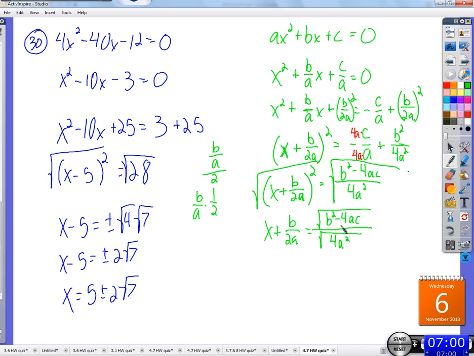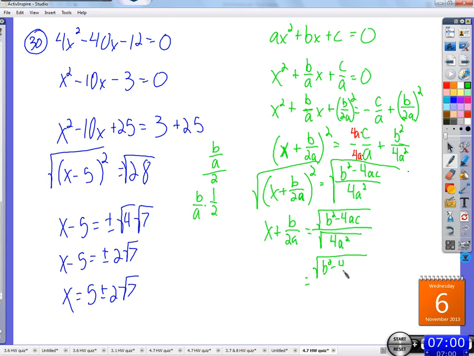Well, the square root of b squared minus 4ac, it's hard to take the square root of something that has a plus or a minus in it, but can we take the square root of 4a squared? Can we find something that multiplies by itself to get 4a squared? 2 times a. 2a times 2a: 2 times 2 is 4, a times a is a squared.